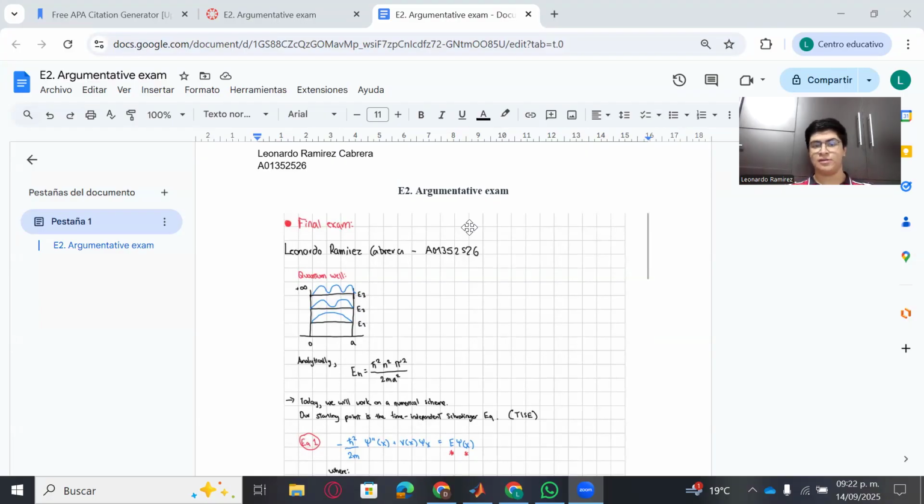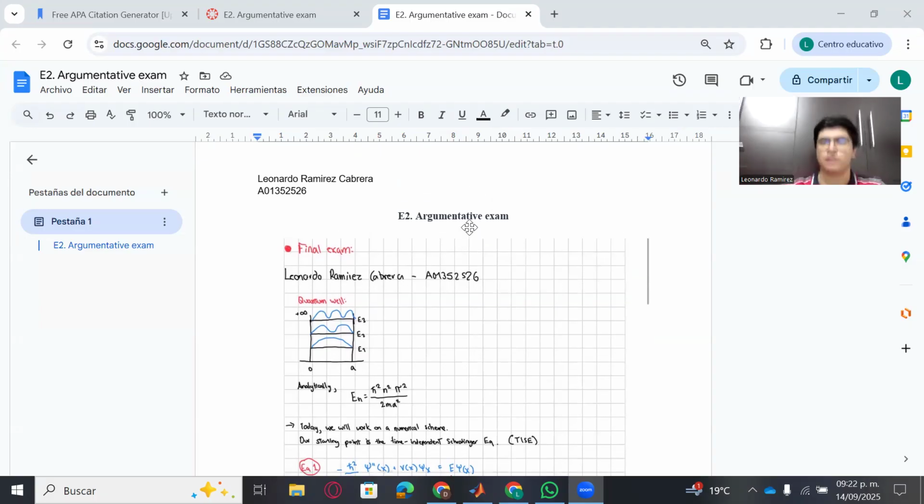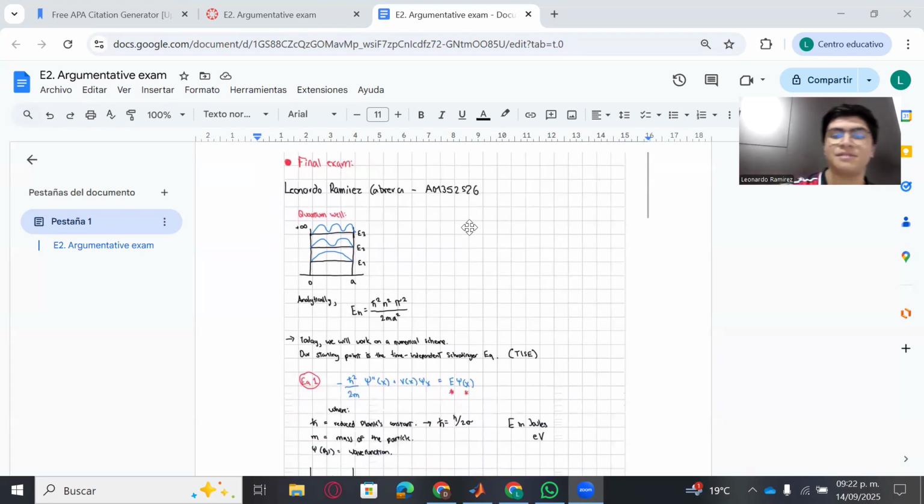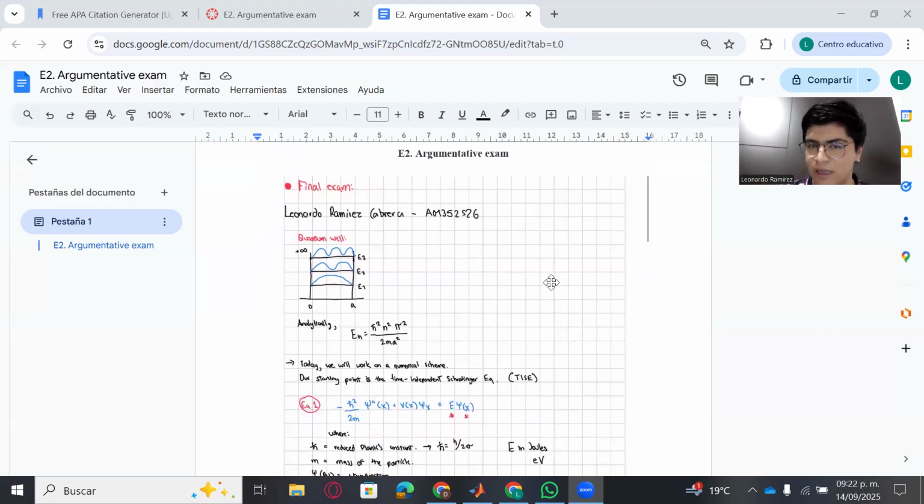My name is Leonardo Ramirez Cabrera, and let us go through our argumentative exam for the model processing using linear algebra subject, which was actually a really nice subject. I enjoyed it very much. It gave me the tools to see how linear algebra can be really relevant in our daily lives, even when we think linear algebra is just using numbers and numerical methods.